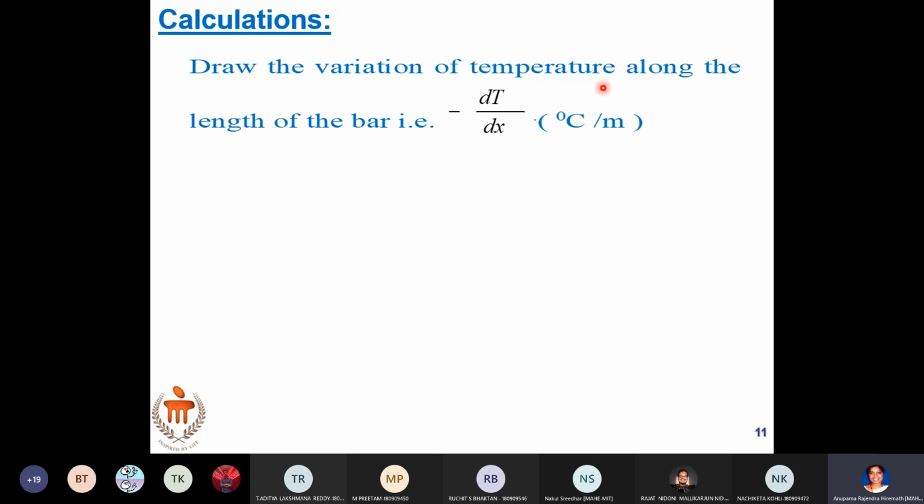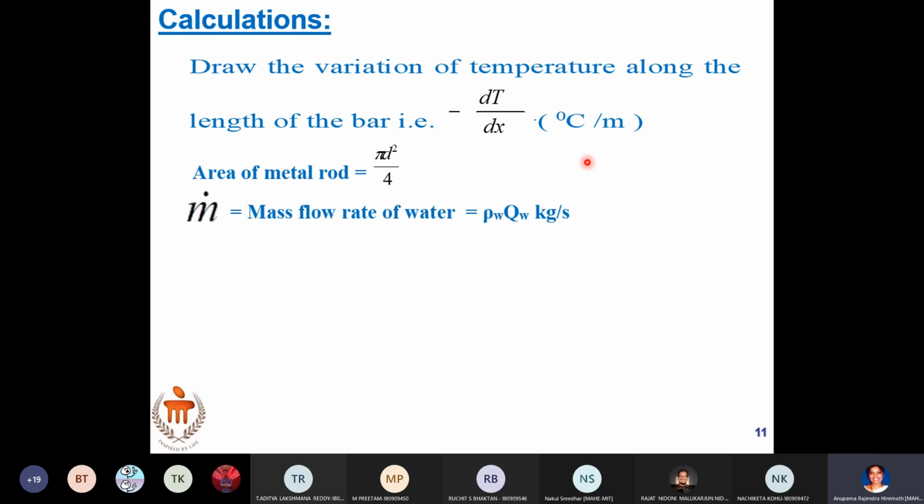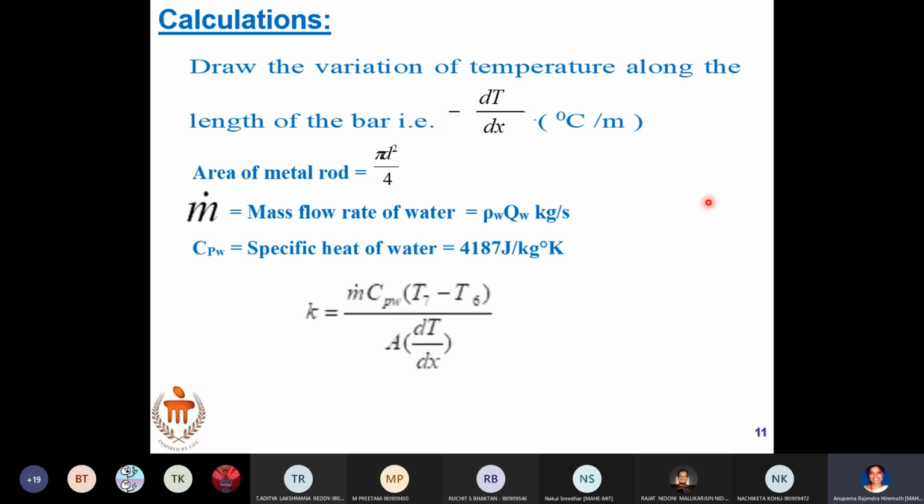Draw the variation of temperature along the length of the bar to obtain your temperature gradient. Take a proper slope to get dT by dx. Area of the metal rod you have to calculate. Then find out the mass flow rate of water. Substitute the values in the equation to get your K.